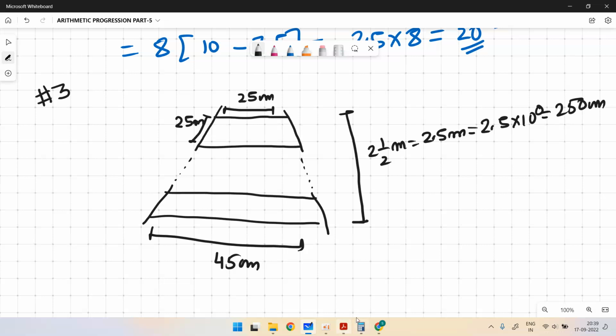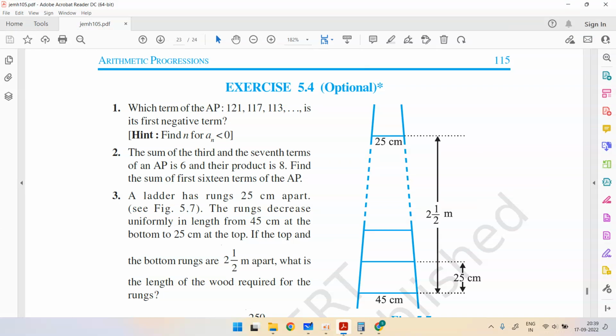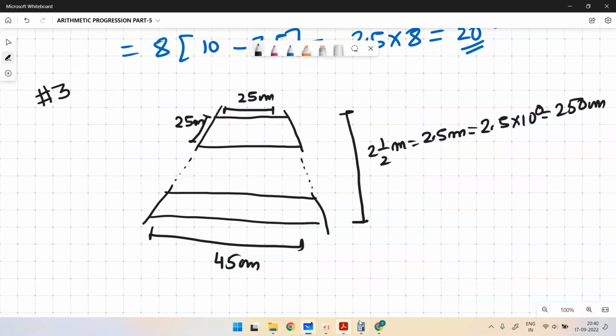Now they are asking how much length of wood is required to make this. What is the length of wood required for the rungs? For the rungs, you need to find the wood. So first, it is given that this is 45.